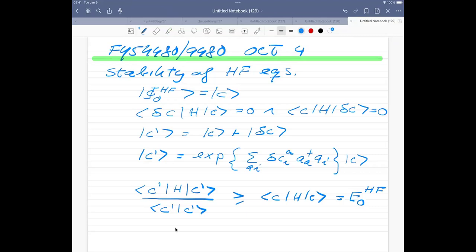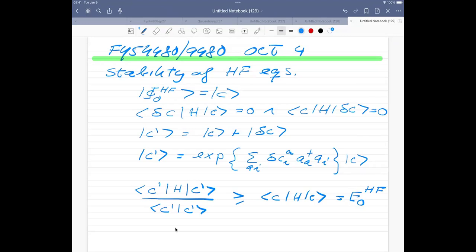And what comes now is just a certain amount of not too exciting algebra. So let's go through this. When we look at these expectation values and the norm, we are going to run calculations where we truncate at the second power of δC.